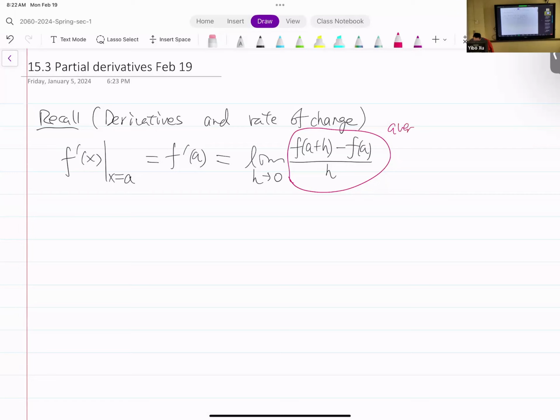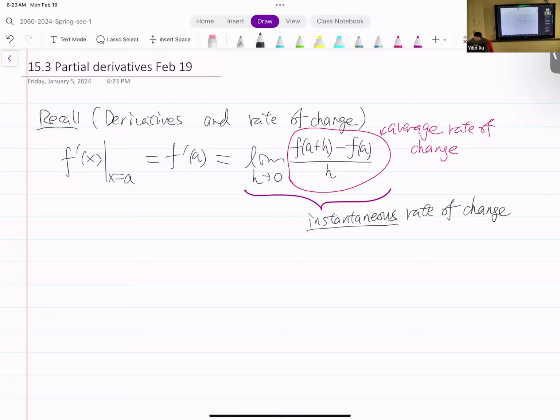Average rate of change. But then when you take the limit, this thing becomes the instantaneous rate of change. Or you can think about the circled part as the slope of the secant line, where your input just changes from a to a plus h. Now you make the length of the interval h smaller and smaller, approaching zero. Then you are essentially using the secant slope to approximate the tangent, right?